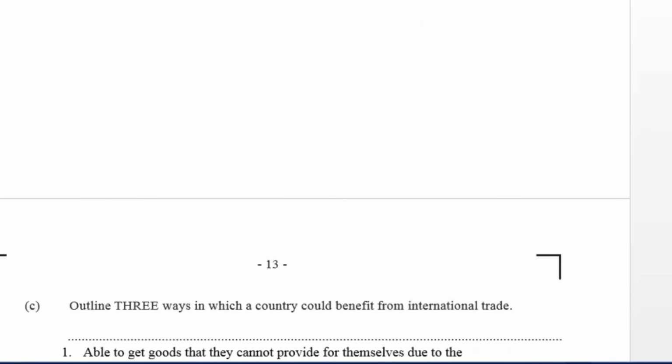All right, so here is part C. Outline 3 ways in which a country could benefit from international trade. So remember, international trade is when countries trade with each other, right? So wherever you are in the world, countries are trading with each other. What's the benefit of that taking place? And remember, it's outline. So you can't just list, you need to give a little bit more detail than what you would do with listing. When you list a point, you have to briefly explain what that is.